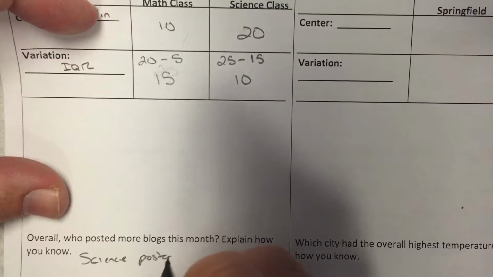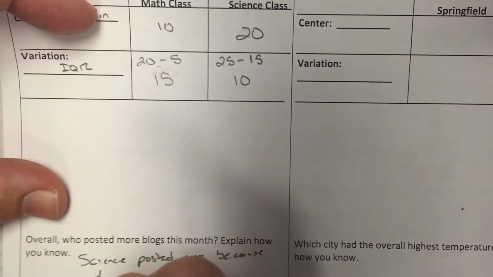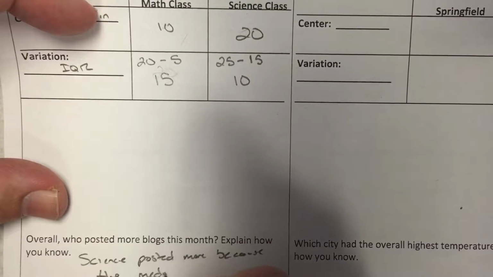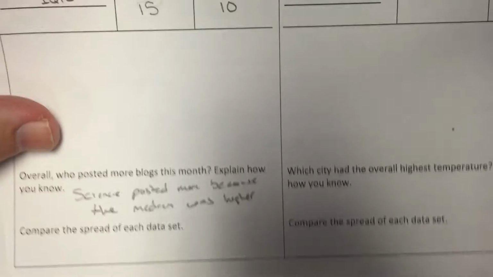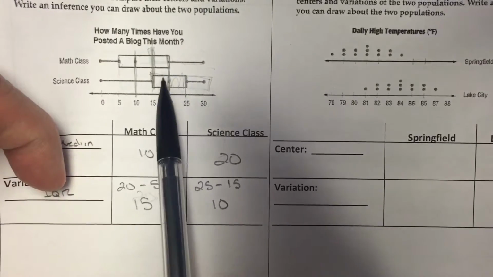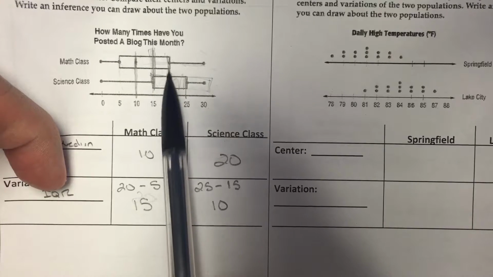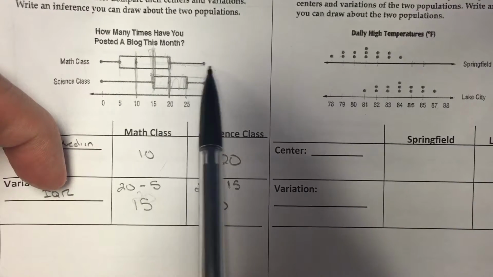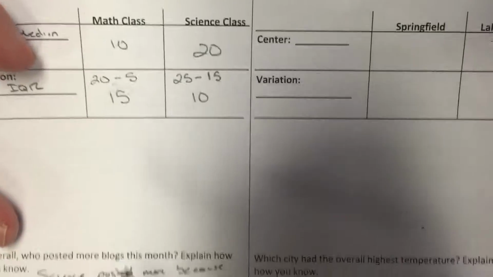So overall, science posted more because the median was higher. Science posted more because the median was higher. I look at this and it shows me that half of my class posted as much as 25% of the math class.